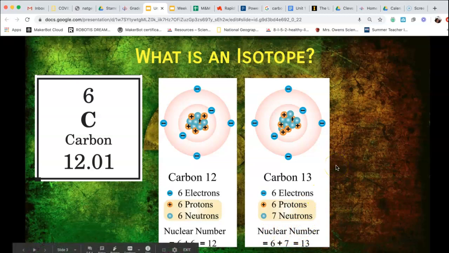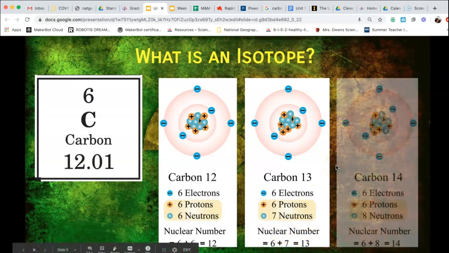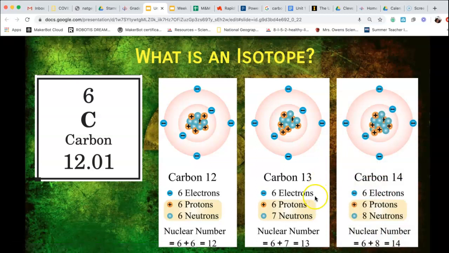Carbon 13 has 1 additional neutron. Carbon 14 has 2 additional neutrons. So instead of having 6 neutrons, carbon 14 has 8 neutrons. Carbon 14, the 14 there is a reference to the nuclear number, the amount of the particles in the nucleus.